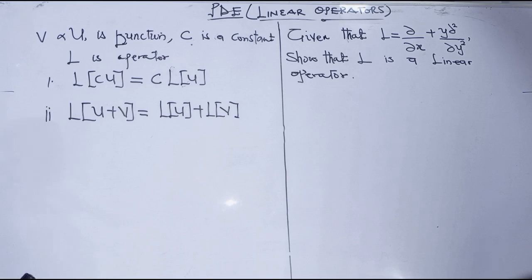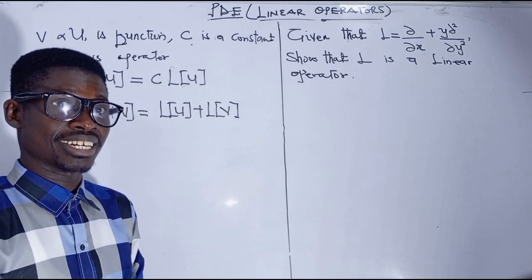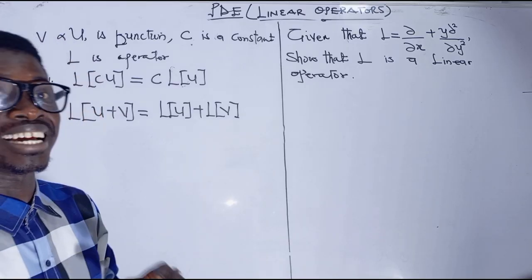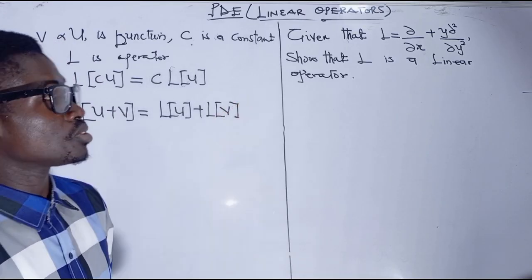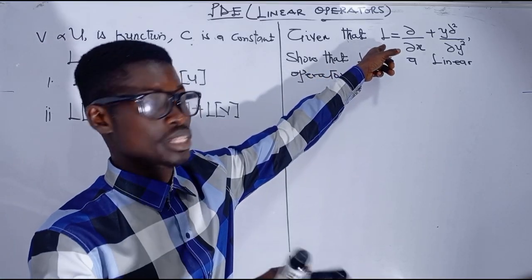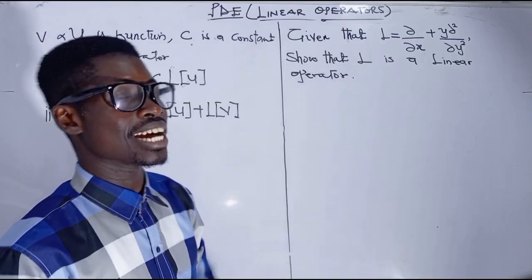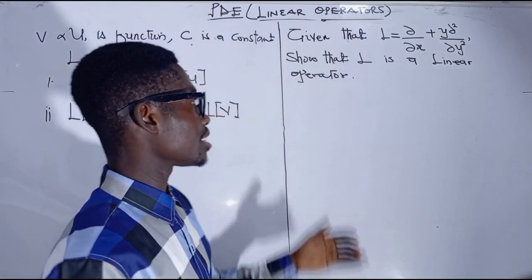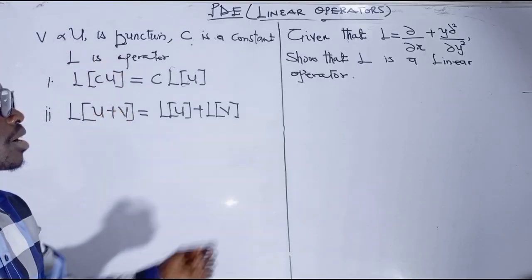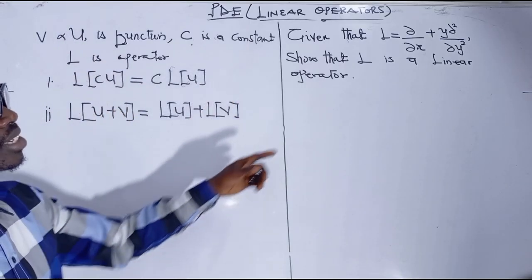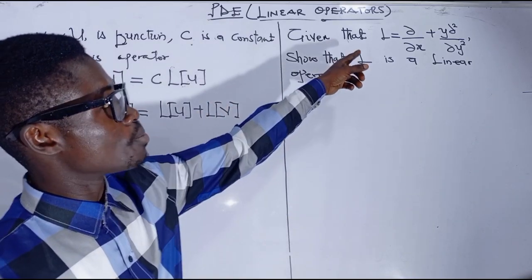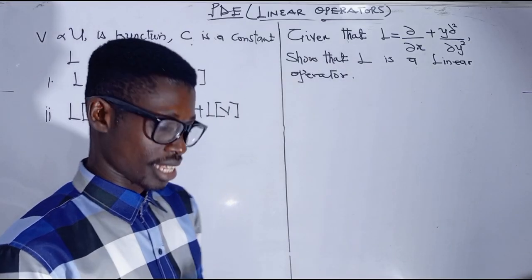So these are the two conditions that we said in our previous lesson that an operator should satisfy in order for it to become a linear operator. So we are going to look at this particular example on the board, which says that given that L is an operator, we want to show or verify that L is a linear operator. In doing that, we are going to apply these conditions. If the operator L satisfies these two conditions, then we can say that this operator L is a linear operator.